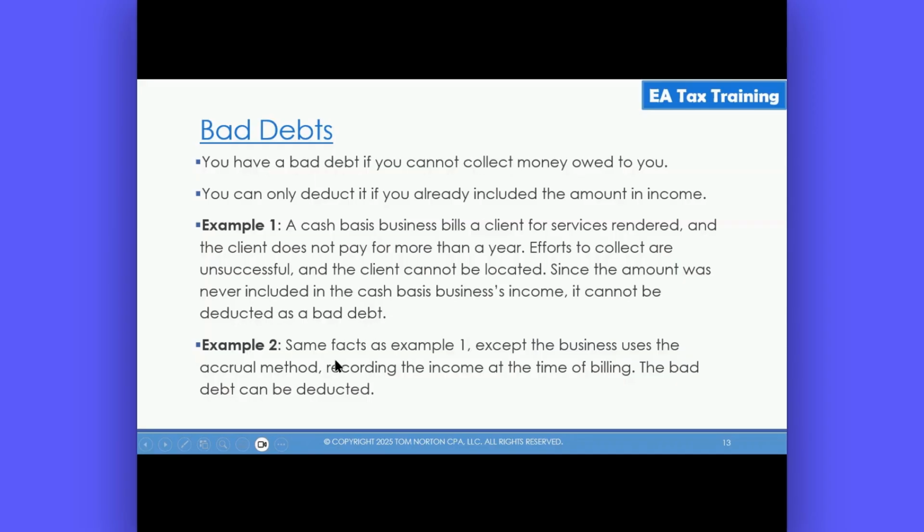Example 2, same facts as example 1, except the business uses the accrual method, recording the income at the time of billing. The bad debt can be deducted. So either way, the business is going to end up at zero tax effect. They never included the amount in income. They never collected the amount from the customer. So there's zero tax effect. The accrual basis taxpayer included the amount in income. They get to write off the bad debt. Those cancel each other out. So there is zero tax effect.